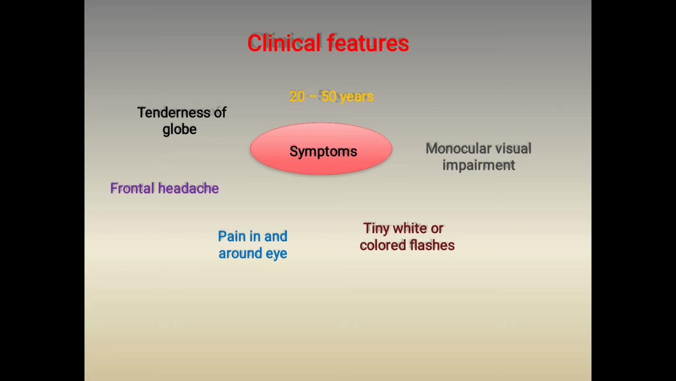So what are the clinical features of this demyelinating optic neuritis? The most important thing is that there is sudden loss of vision, monocular visual impairment, and there is pain around the eyes because the optic nerve sheath also has some relation with the muscle sheath of the superior rectus, medial rectus, lateral rectus muscle.